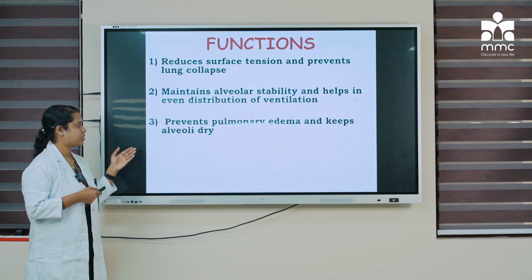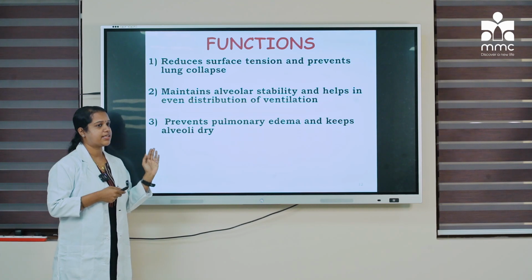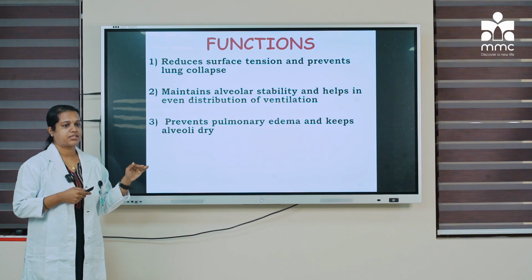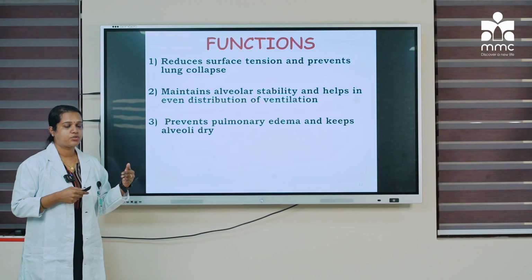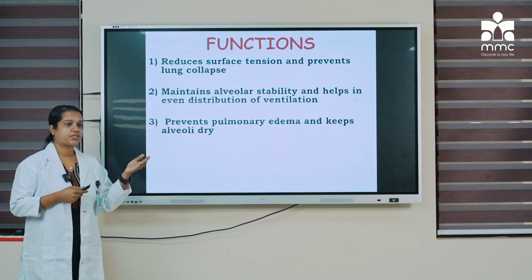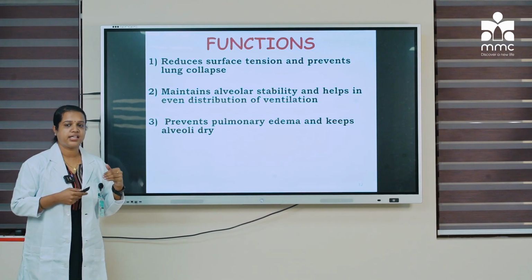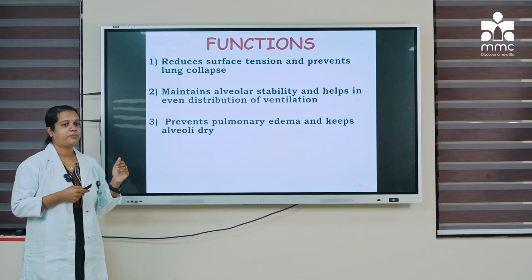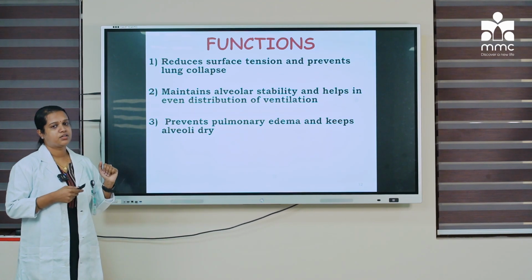Moving on to the third function, it helps to prevent pulmonary edema and ensures that the alveoli are kept dry. Now imagine a condition where surfactant is absent. In this condition, the surface tension will remain unopposed. There is no force to oppose the surface tension. So what happens is there will be transudation of fluid from the blood vessels into the alveoli, and this can lead to a condition called pulmonary edema. Now with the presence of surfactant, this condition is prevented and surfactant will ensure that the alveoli are kept dry.